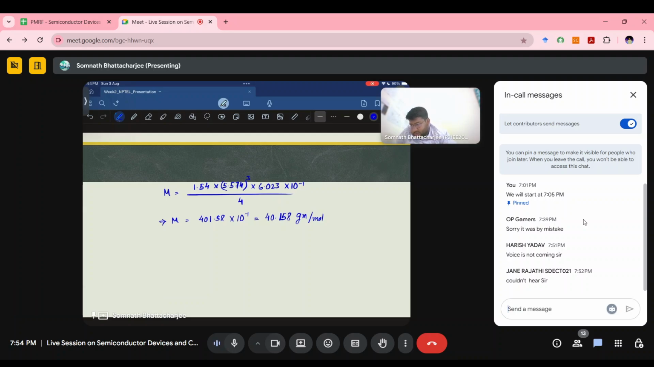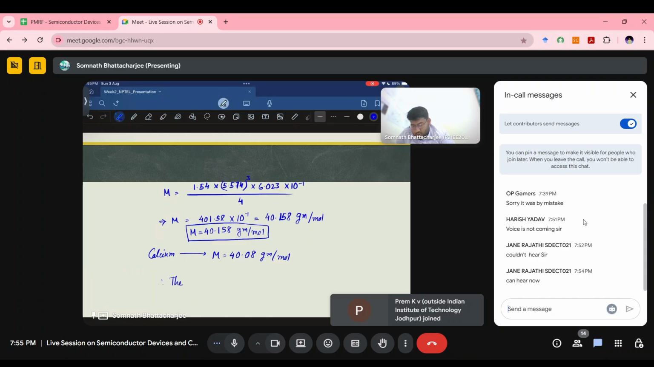So the value of m equals 40.158 grams per mole. Now we have to find a solid which has a mass near the same. So we know that calcium has an m of 40.08. So based on the basic assumption, we can say the solid is calcium.